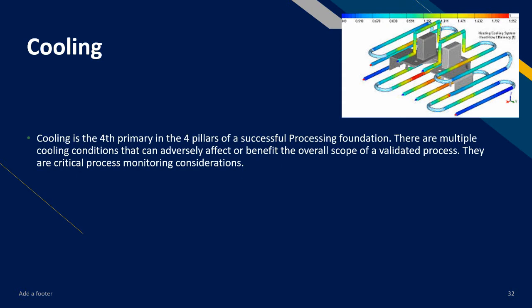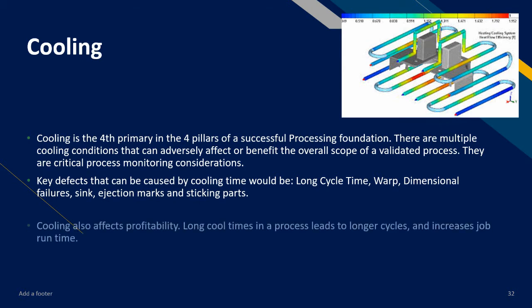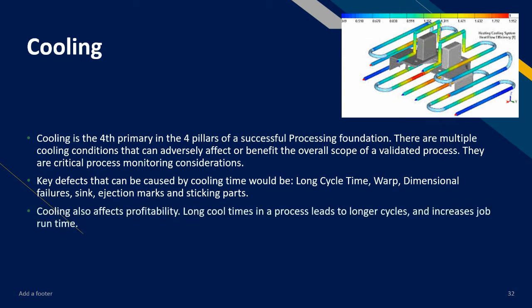Cooling is the fourth primary in the four pillars of a successful processing foundation. There are multiple cooling conditions that can adversely affect or benefit the overall scope of a validated process. They are critical process monitoring considerations. Key defects that can be caused by cooling time would be long cycle time, warp, dimensional failures, sink, injection marks, or even sticking parts. Cooling also affects profitability. Long cool times in a process leads to long cycles. This increases job runtime and decreases machine runtime.